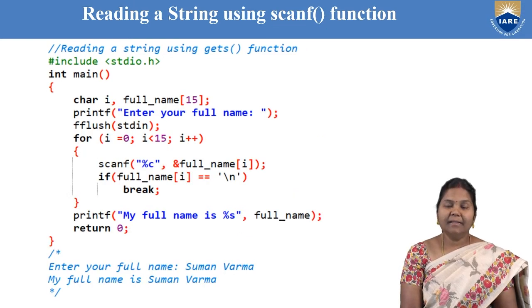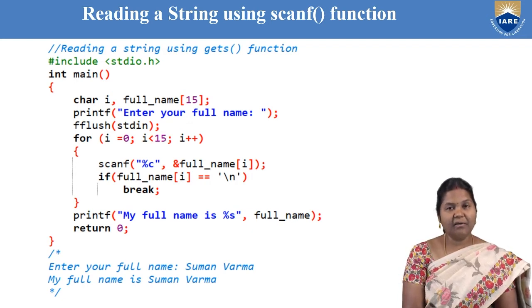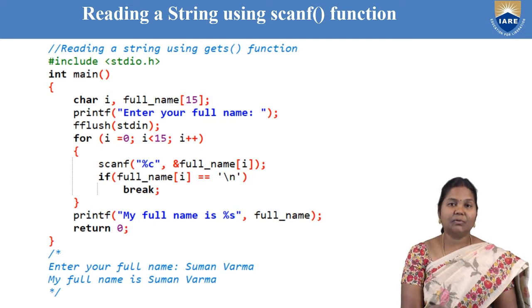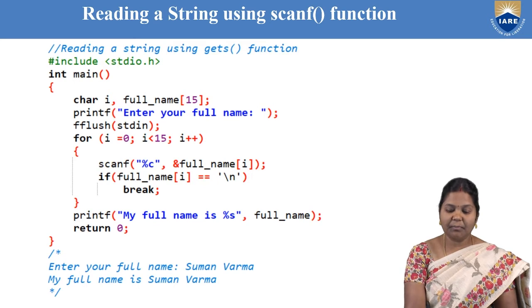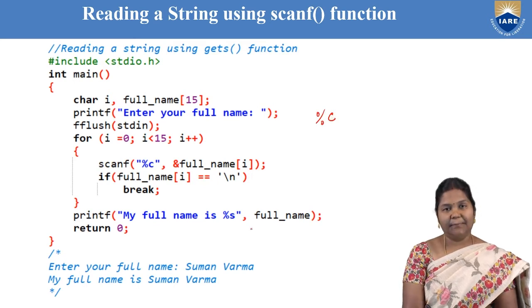Then there is another way to read a string using the scanf function also. Using the scanf function, character by character also we can read a string. In the first example we talked about how to read the string at a time using the %s specifier. Now we'll discuss how to read a string character by character, so we will use the format specifier %c.